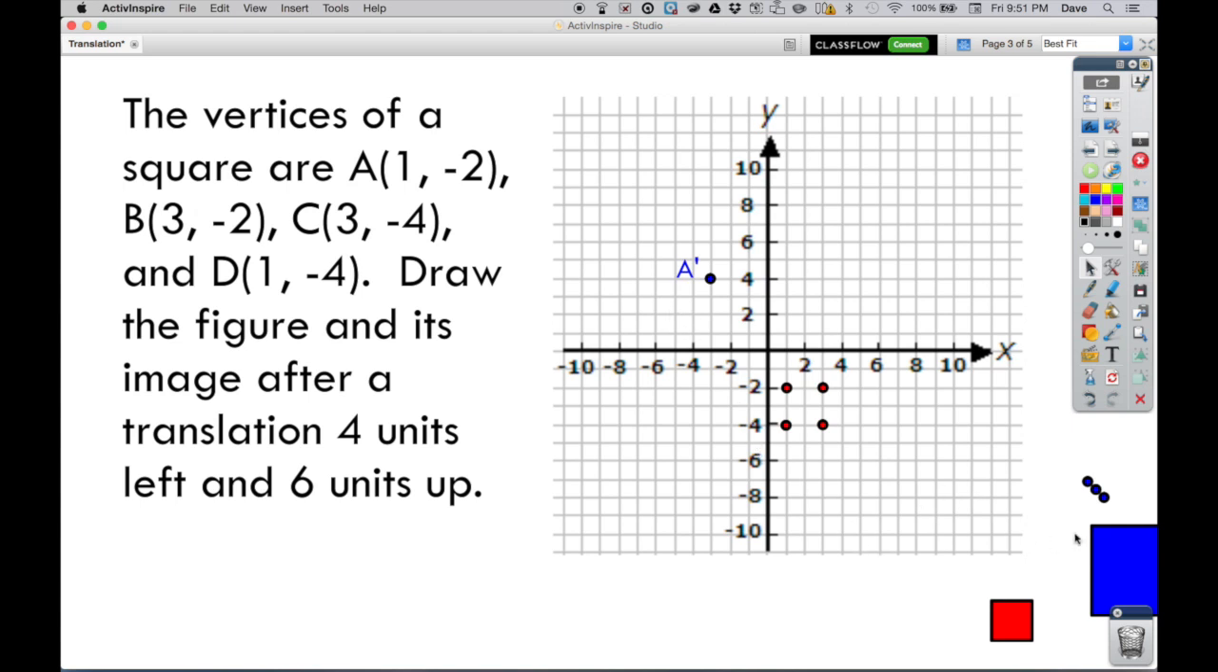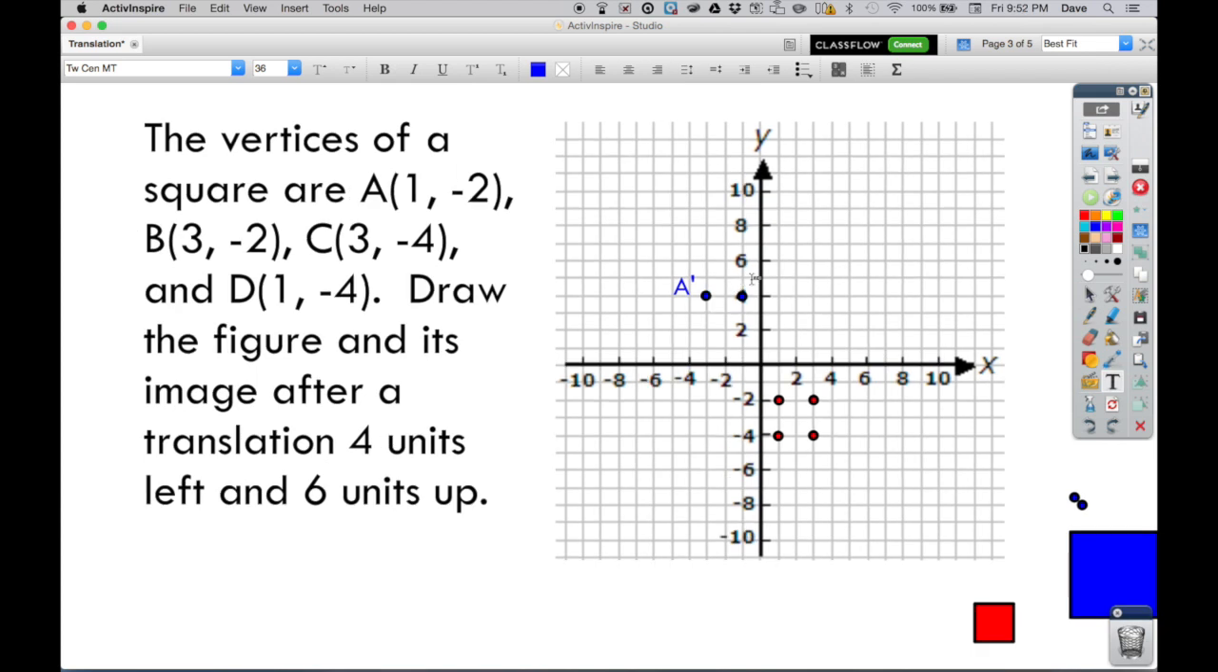Let's do the rest of them. Now we do B. B was 3, negative 2, which is right here. Again, we apply the translation. Translate 4 units left, 1, 2, 3, 4. Did I do that right? And 6 units up, 1, 2, 3, 4, 5, 6. This would be denoted as B prime.